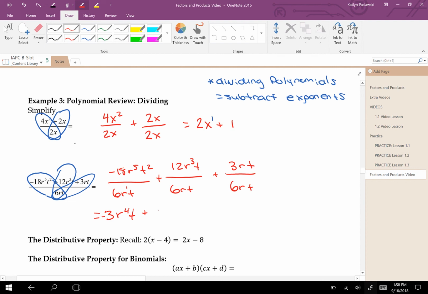Plus 12 divided by 6 is 2. r cubed divided by r would give us r to the power of 2. And your t divided by t would cancel. Plus 3 divided by 6 would give us 1/2. And r divided by r is 0 or cancels, and t divided by t cancels.